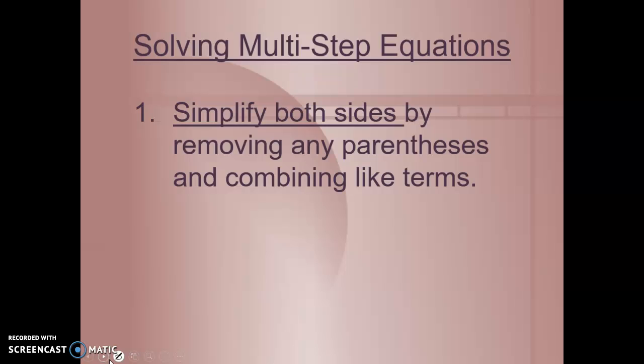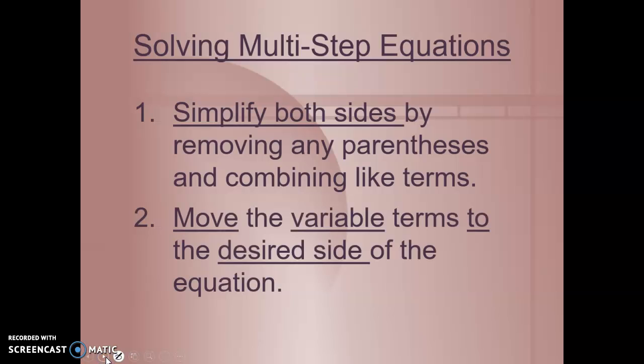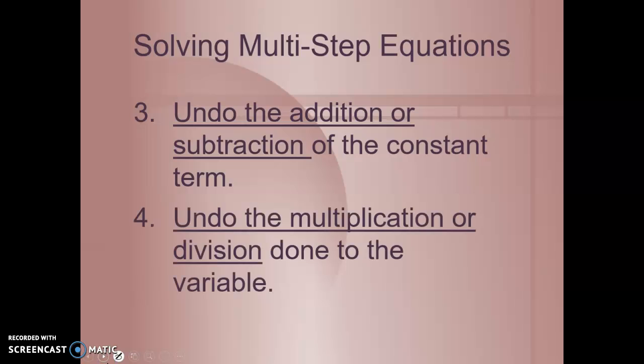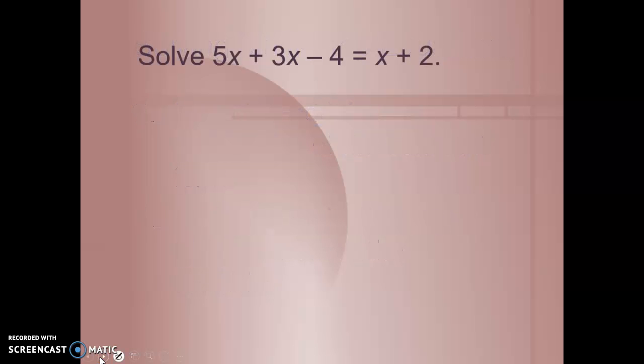When solving multi-step equations like the ones that we just did, first we want to simplify both sides by removing any parentheses, using the distributive property, and combining any like terms. So we'll simplify one side at a time. Once both sides are as simple as they can be, then we'll move the variable terms to the desired side of the equation. We do that using inverse operations. We'll also move the number or constant terms to the other side of the equation. We can undo the addition or subtraction of the constant term and undo the multiplication or division that's being done to the variable. Again, using inverse operations.